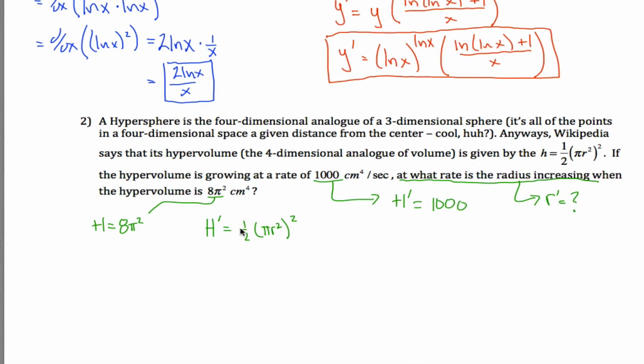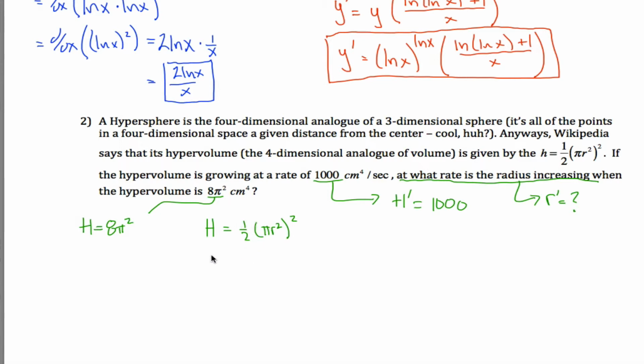Oh, I wrote that wrong, sorry. This was just my equation. This came from right here. And this information here was H, which is equal to 8 pi squared. So I wasn't pulling information from out of the problem, I just was copying this equation right here.